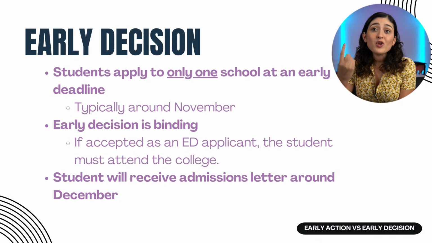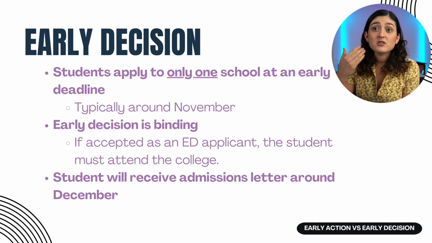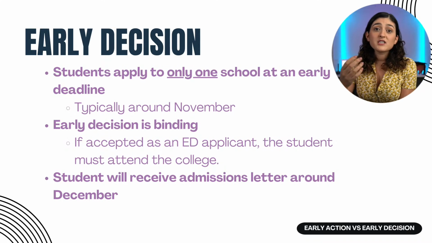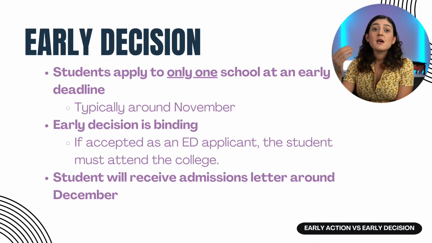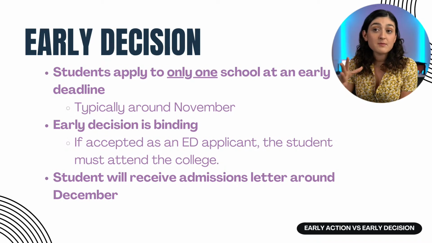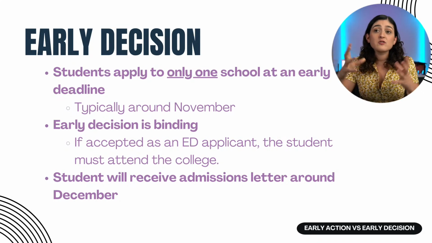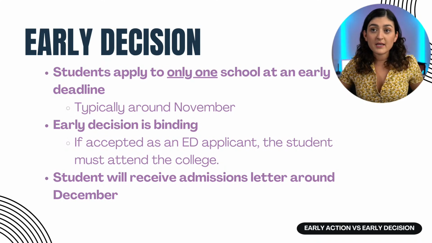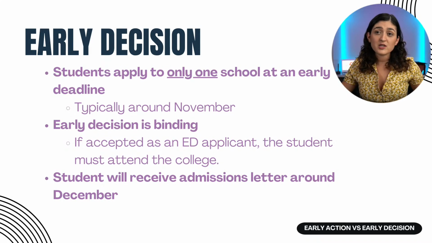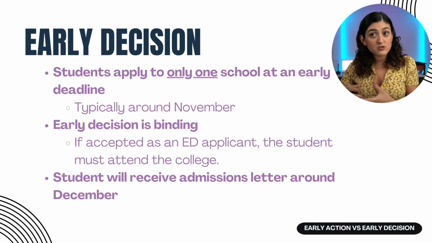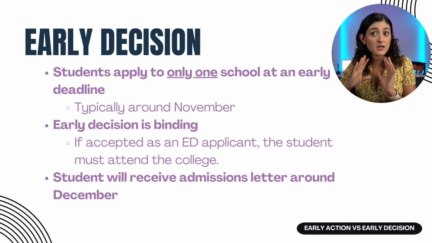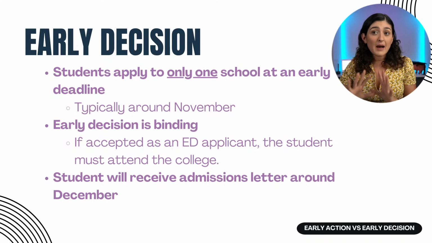As I mentioned, it's only one school, so students can only apply early decision to one institution. Early decision is a binding application, which means if the student were to be accepted into that institution, they have to attend that university. If they submitted any other applications, they have to withdraw those applications because they were accepted to the early decision, all right? And I will explain a little bit more on that binding agreement.